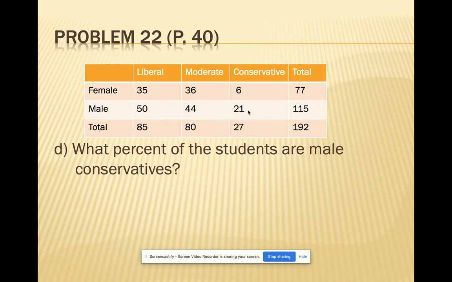What percentage or what percent of the students are male conservatives? Okay, so this is going back looking at all 192 students, and we're still in our numerator going to have the male conservatives. So it's going to be 21 out of 192 times 100% is 10.9%.